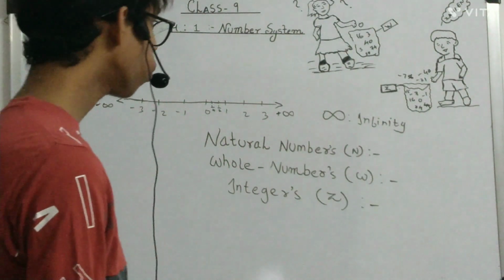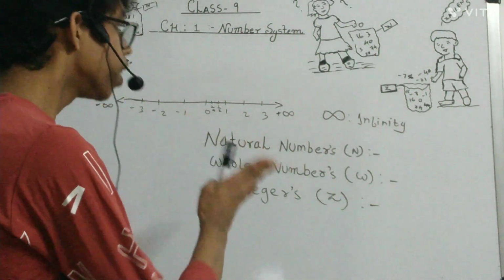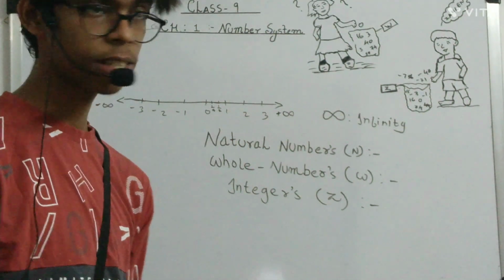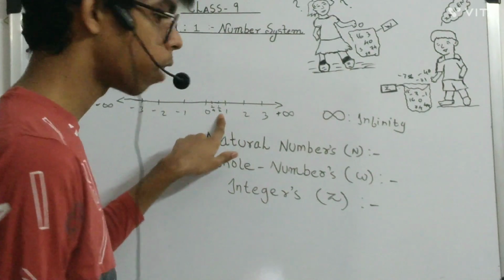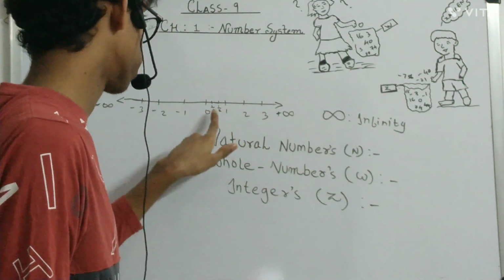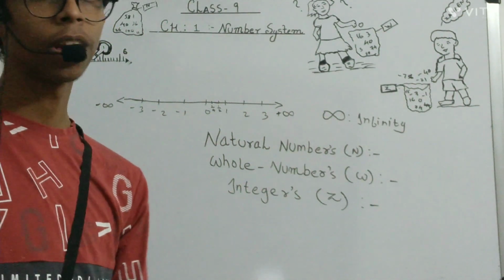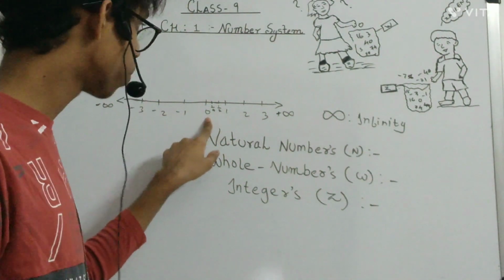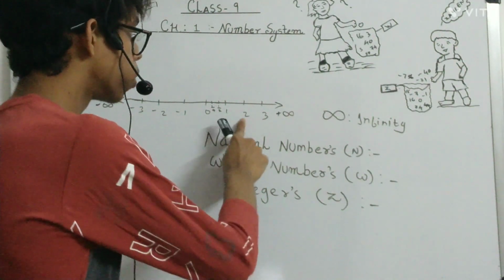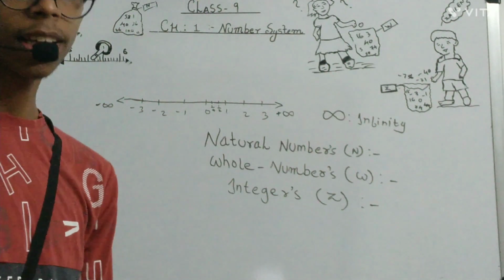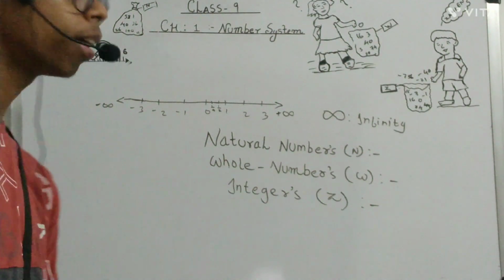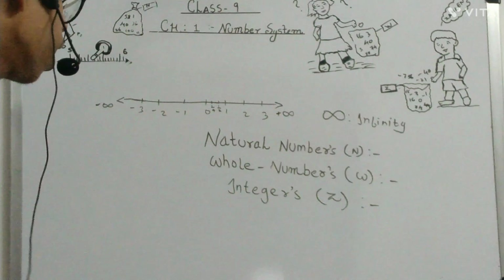Up to negative infinity. And between any two numbers, say between 0 and 1, we know there are various decimal numbers. For example, 1 by 2, which is 0.5, lies between 0 and 1. Similarly, 1 by 4, which is 0.25, also lies between 0 and 1. Between any two numbers like 0 and 1, 1 and 2, 2 and 3, there are various decimal numbers. This is something we have learned in our lower classes.